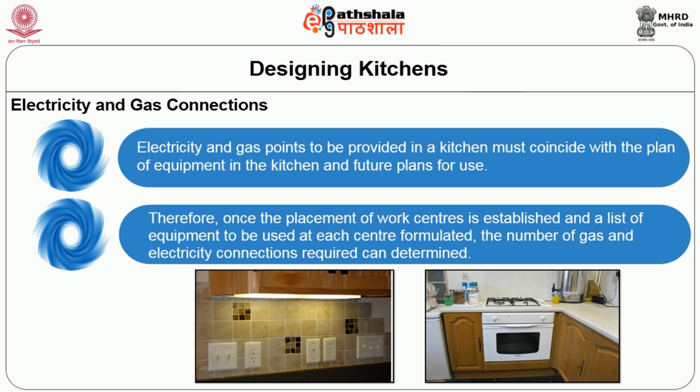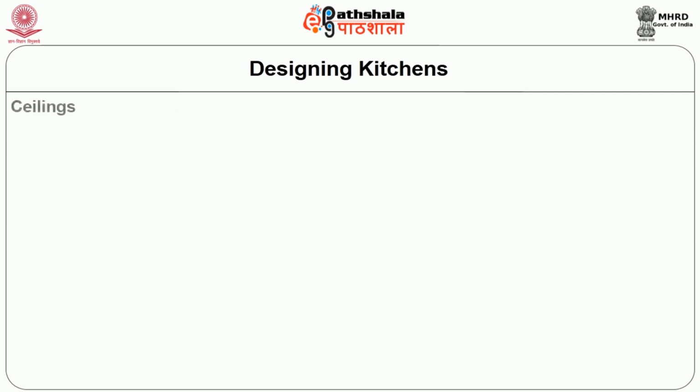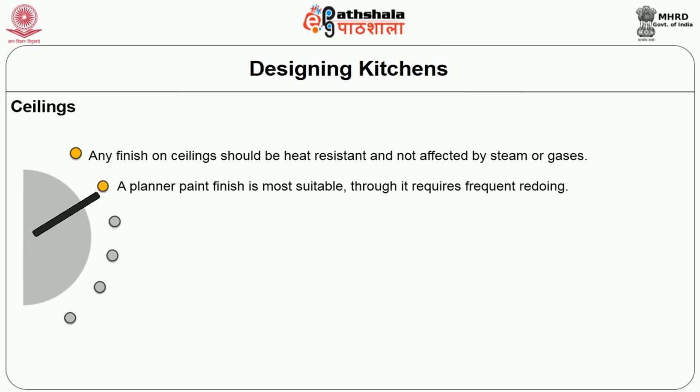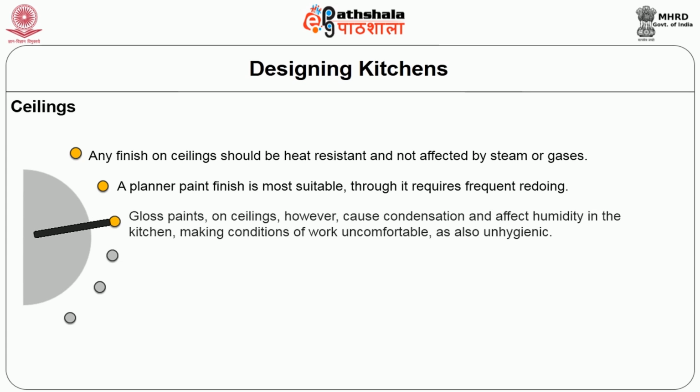And when we talk about the ceilings, any finish on ceilings should be heat resistant and not affected by steam or gases, as this is the area where we have 24/7 work in a moist area. A flat paint finish is more suitable, though it requires frequent redoing. Gloss paints on ceilings, however, cause condensation and affect the humidity in the kitchen, making conditions of work uncomfortable as also unhygienic. If one can afford them, acoustical ceilings which are soundproof are important in absorbing the kitchen noises.